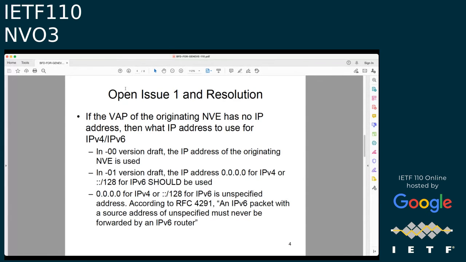should be used. That's because 0.0.0.0 for IPv4 or ::/128 for IPv6 is the unspecified address. According to RFC 4291, an IPv6 packet with a source address of unspecified must never be forwarded by an IPv6 router. So we think that in this scenario, using the unspecified address is more suitable than using the IP address of the originating NVE. Next slide, please.